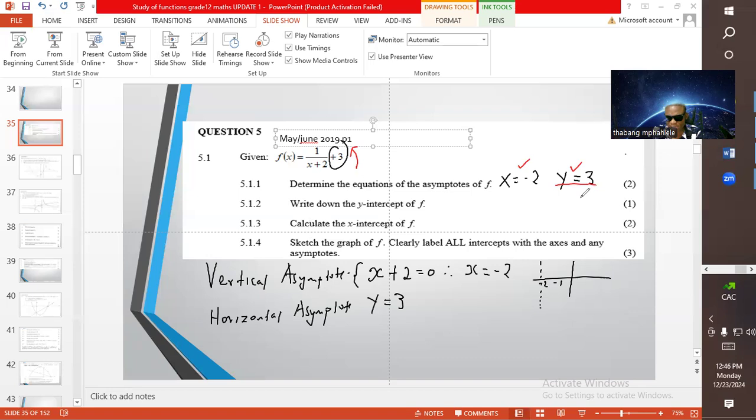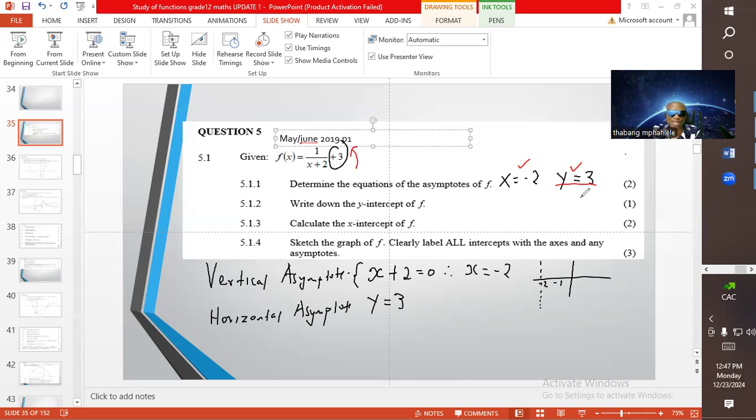How do I find the x asymptote? Very, very important: equate your denominator to 0. Your denominator is x plus 2, so you just say x plus 2 equals 0. You find x equals -2. So it's easy to find the equations of the asymptotes.